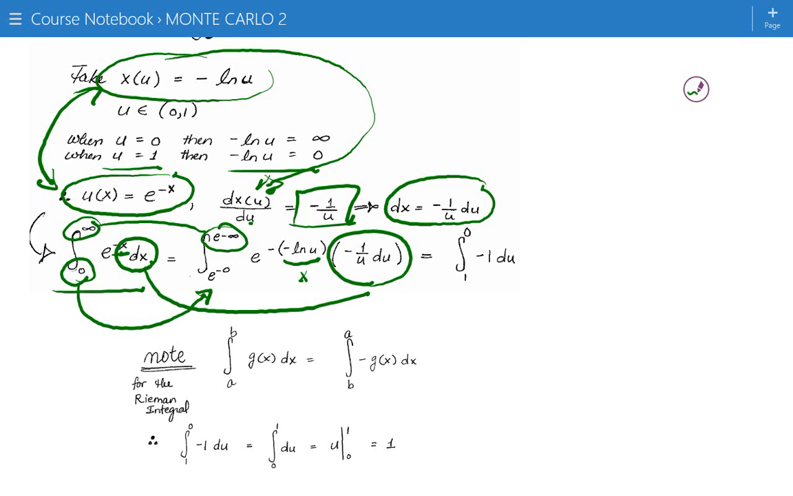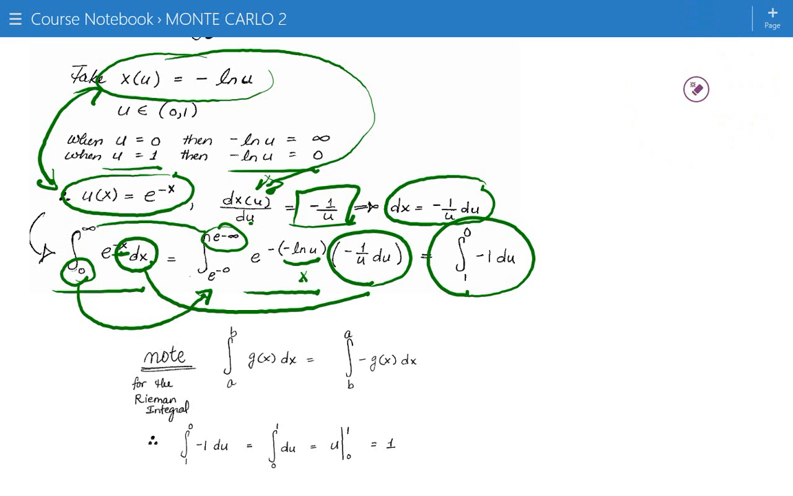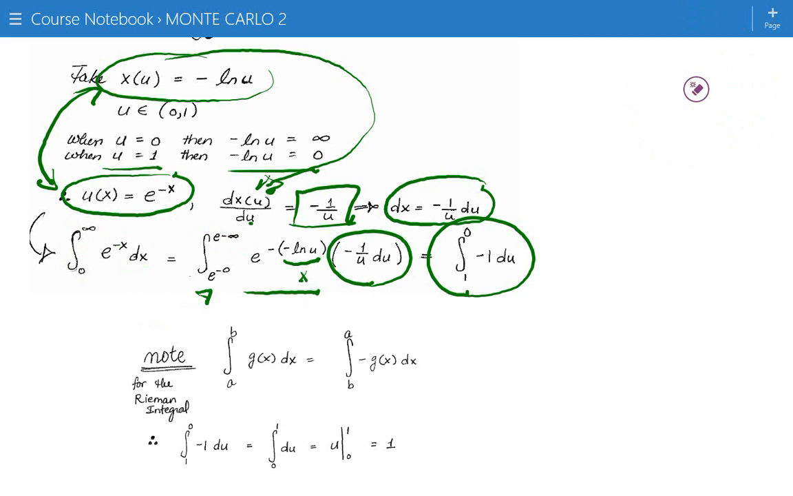The negative of the negative log u is just log u, and e to the log u is just u, so u times a negative 1 over u is just simply a negative 1. And that integral is the integral from 1 to 0 of negative 1 du. So we took what looked like a fairly complex equation, which, let me erase first here a little bit.